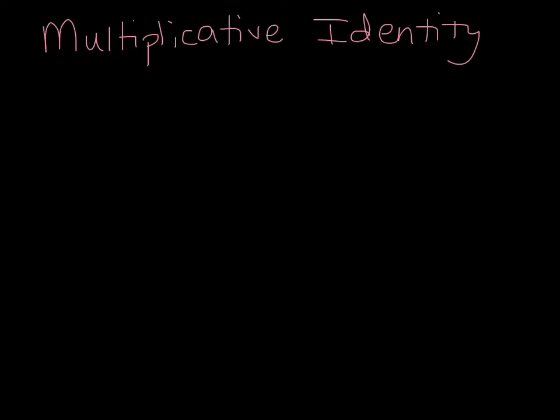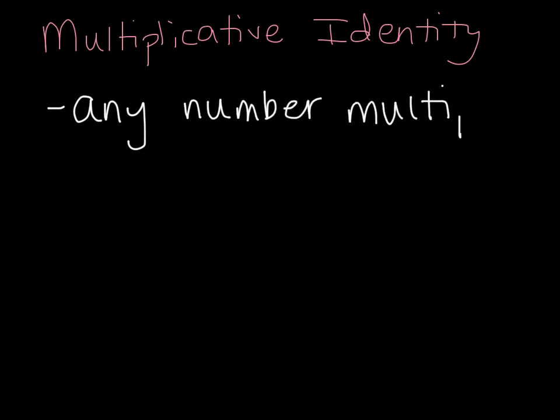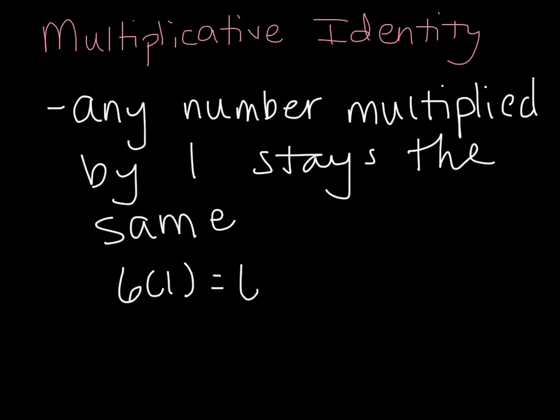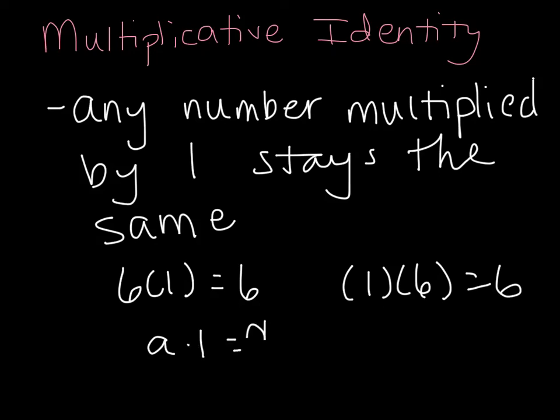Our next property is multiplicative identity. Again, identity, we want him to stay the same. So it states that any number multiplied by 1 stays the same. And we can show this by showing that 6 times 1 still equals 6, or 1 times 6 also equals 6. And we can show that by A times 1 equals A, or 1 times A equals A.